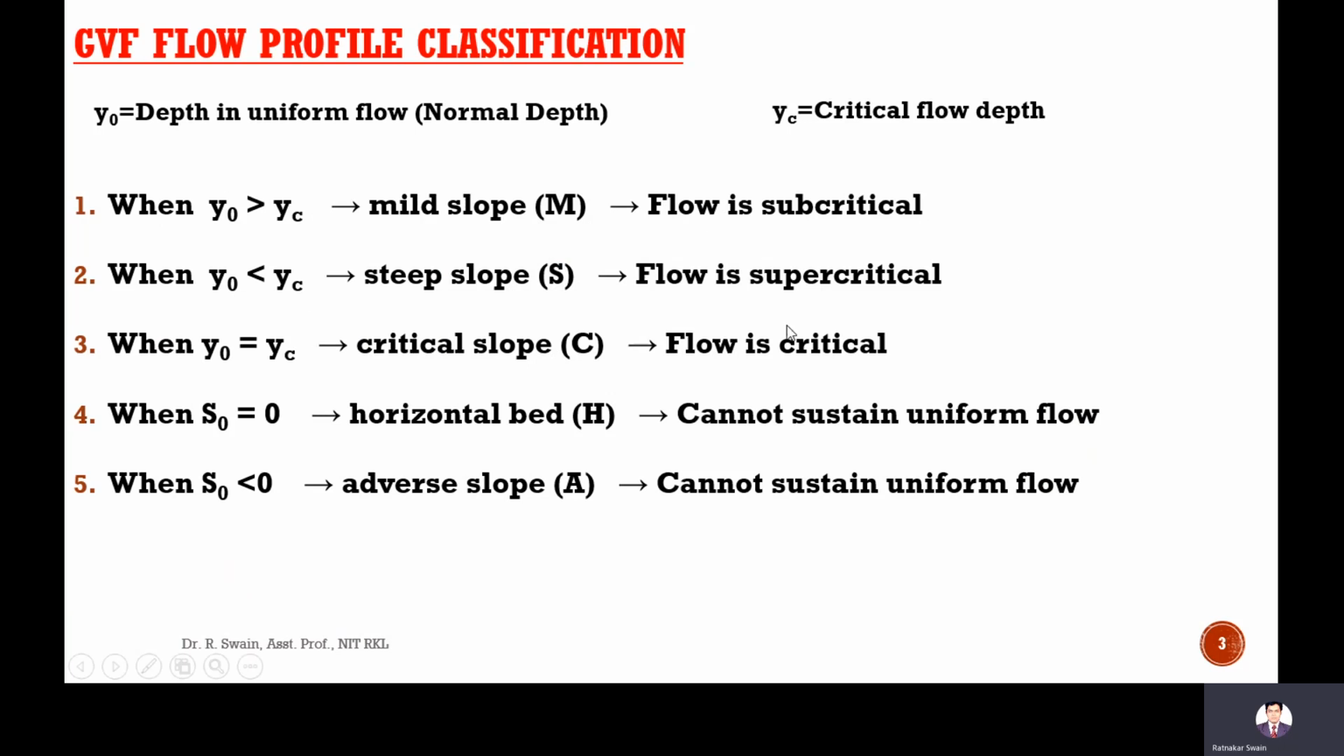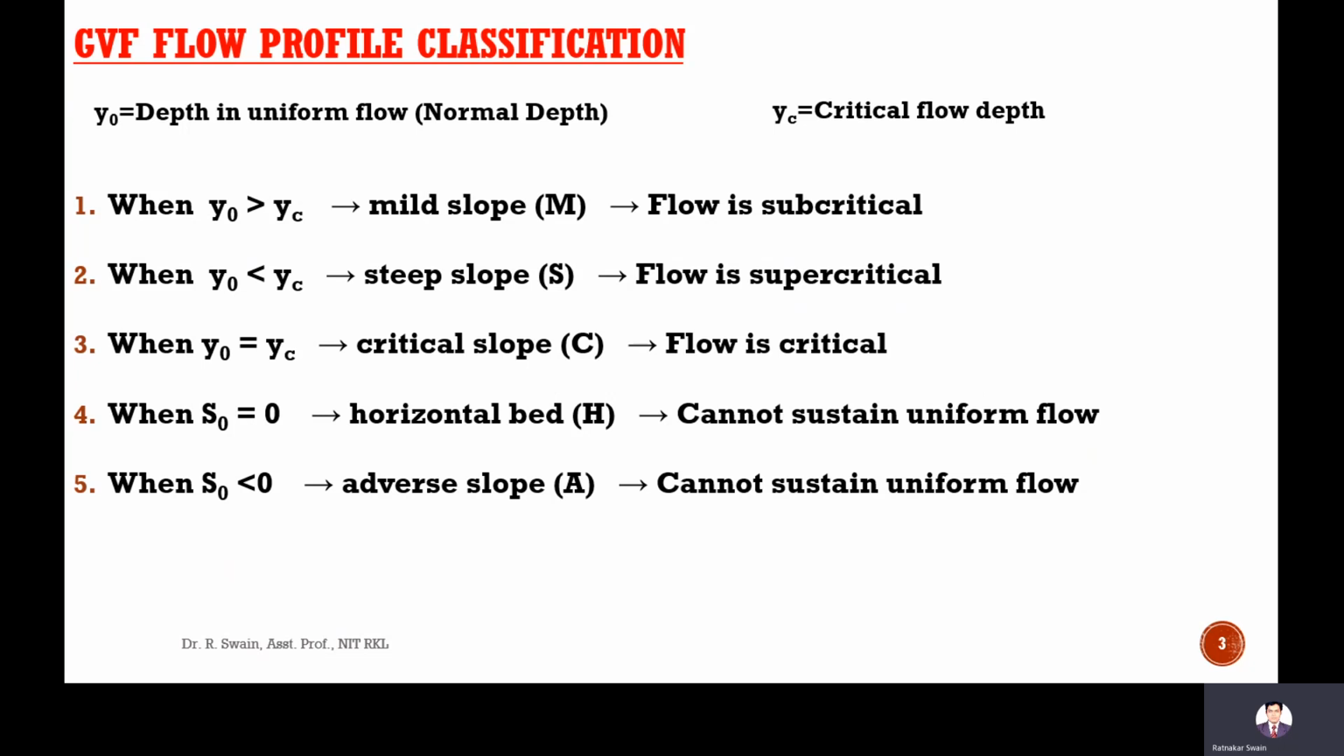So this slide I showed in the last class: when Y naught is more than YC, the slope is called a mild slope and the flow must be subcritical, because the depth is more than YC. When the flow depth is less than YC, that slope is called a steep slope and the flow must be supercritical. When both are equal, it's called a critical slope, and the flow is called critical. So by determining the normal depth and the critical depth, the slope is determined.